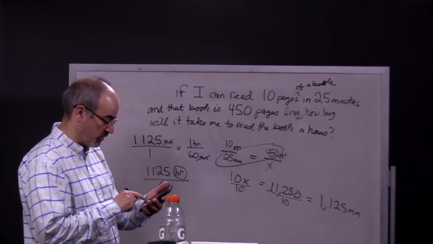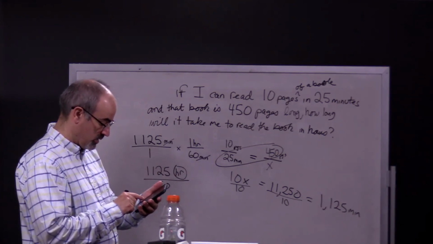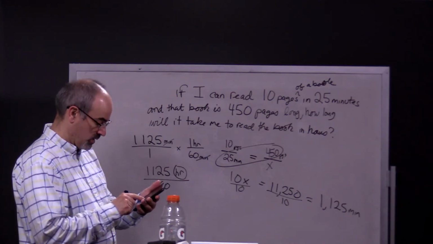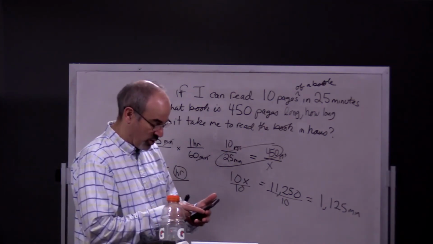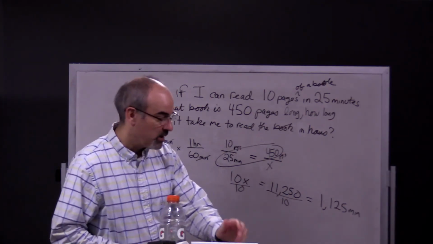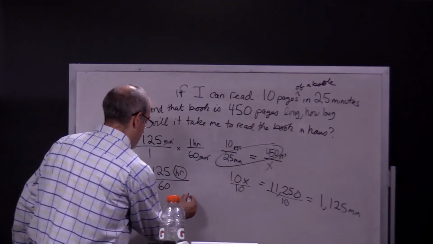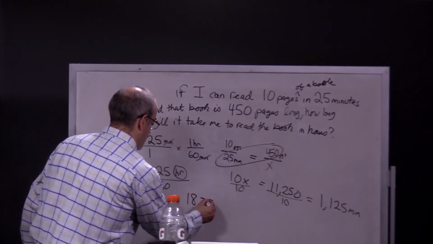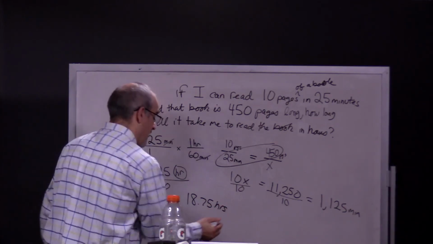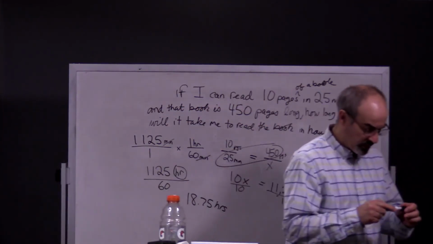I punched in the wrong code to unlock my phone. 18.75. Okay. So 18.75 hours. Okay, well, great.